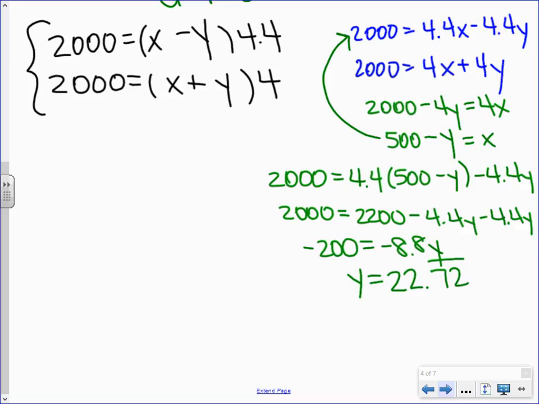This is very easy now, right? We can go back up to here. Take 500 minus y to get x. 500 minus 22.727272 is that, right?